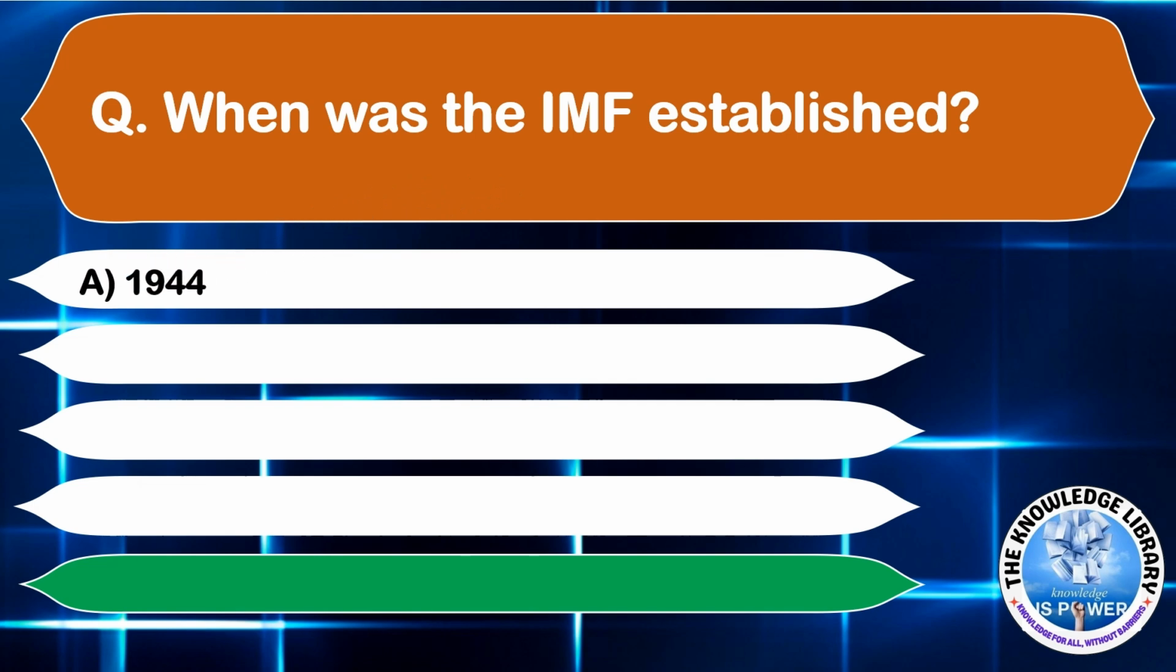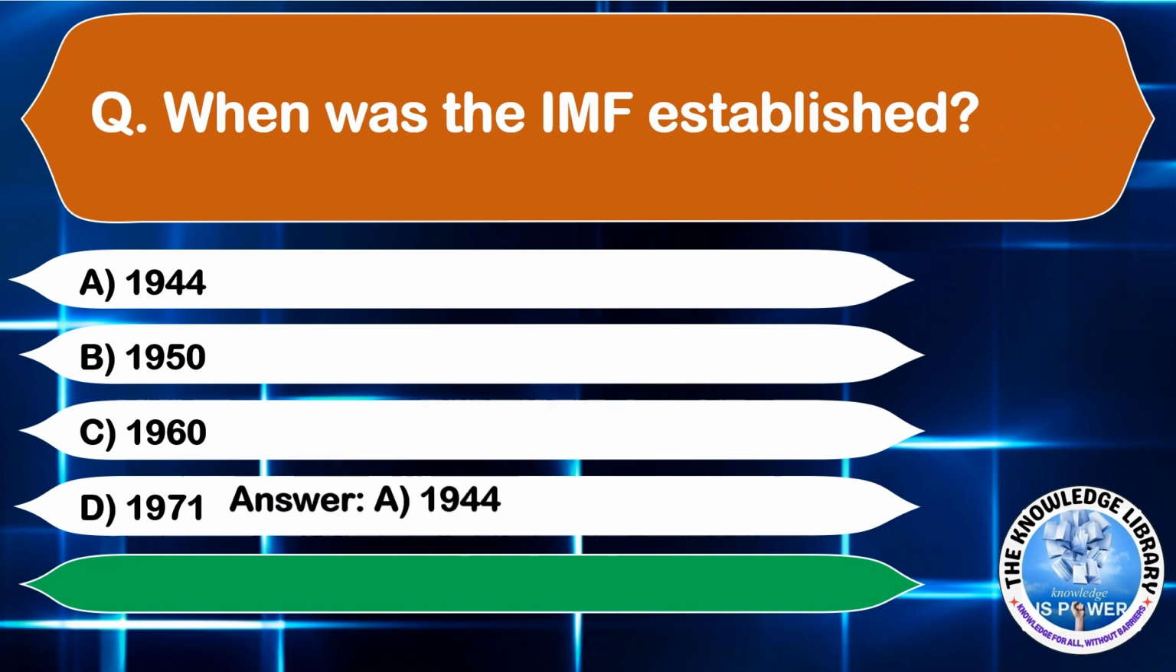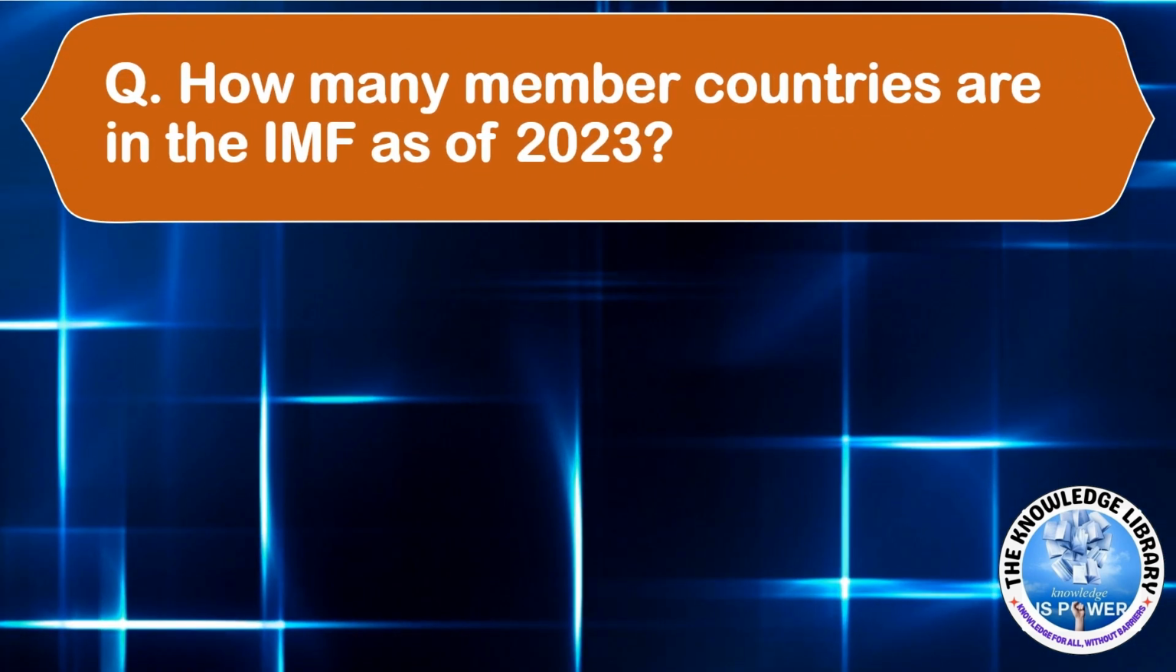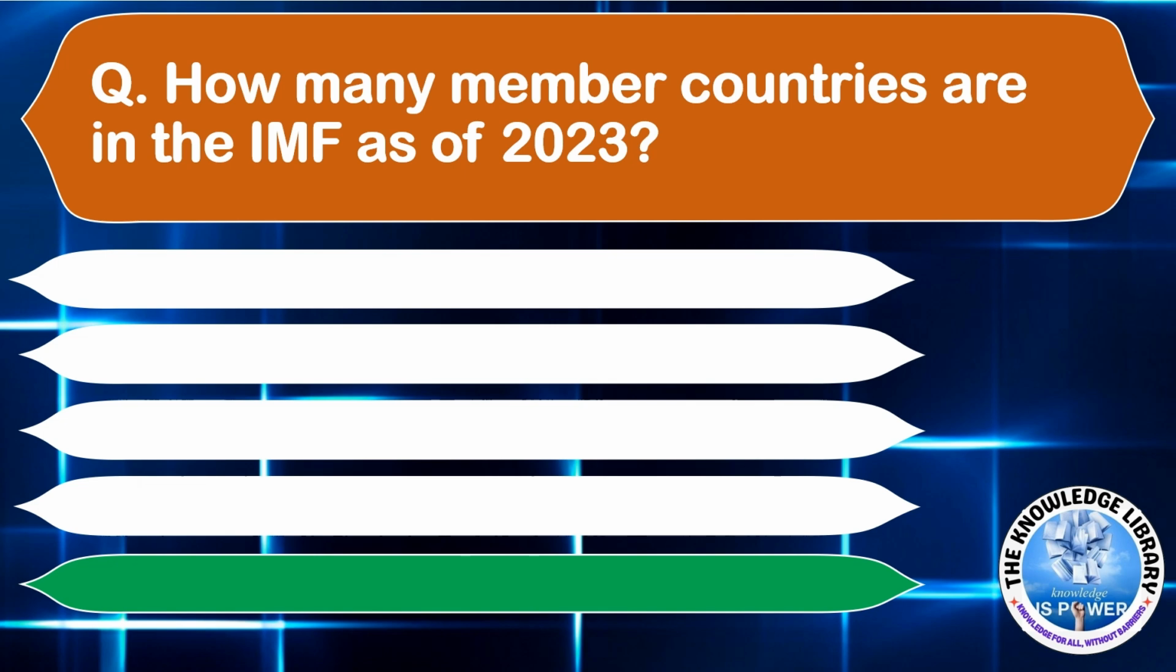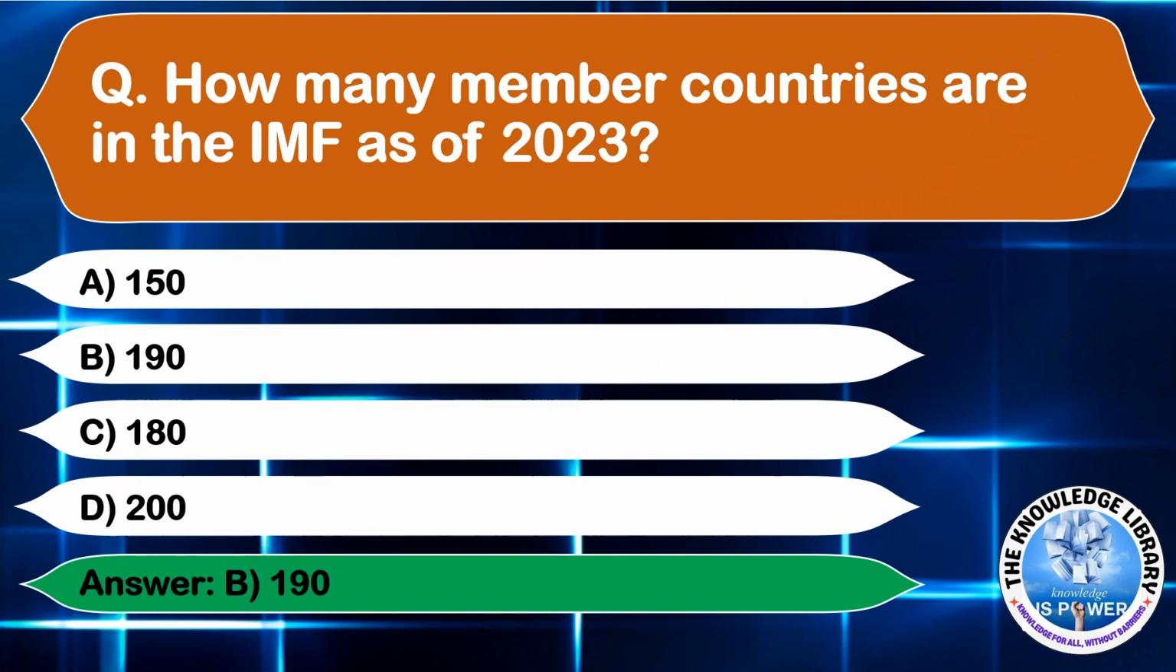Option A, 1944. Option B, 1950. Option C, 1960. Option D, 1971. Correct answer is option A, 1944. The next question is, how many member countries are in the IMF as of 2023? Option A, 150. Option B, 190. Option C, 180. Option D, 200. Answer is option B, 190.